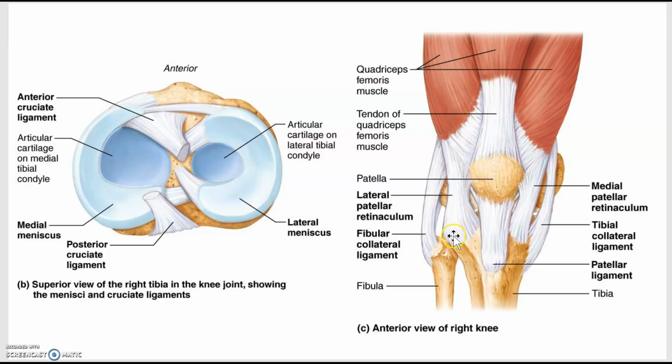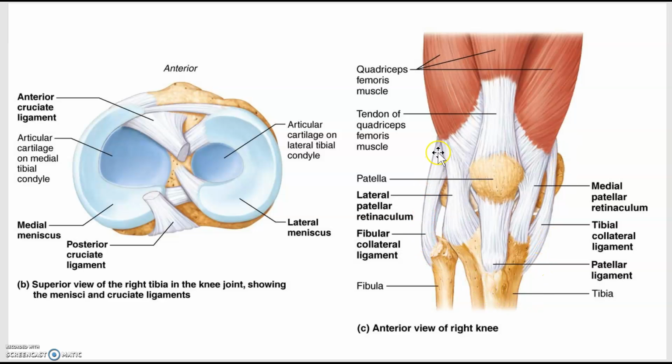You don't have to know the patellar retinaculum. You just know that those help reinforce that knee joint. If you're looking at your word bank, you just need to know the ones in bold. You do need to know your tibial collateral ligament. This is also known as your medial collateral ligament because it's on the medial side. You can abbreviate that MCL for medial collateral ligament.